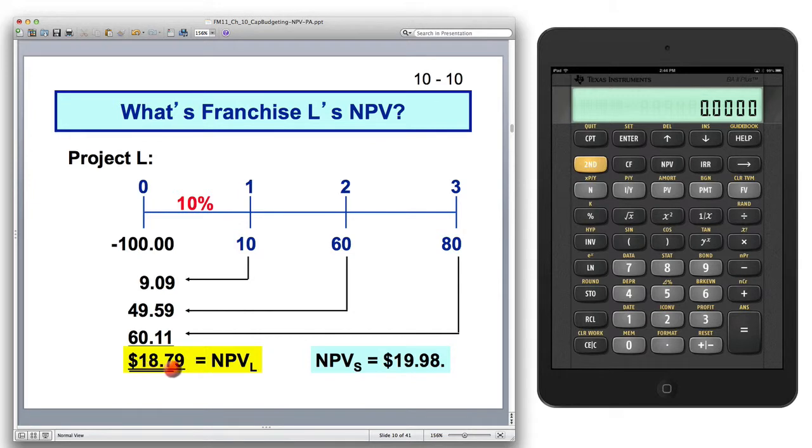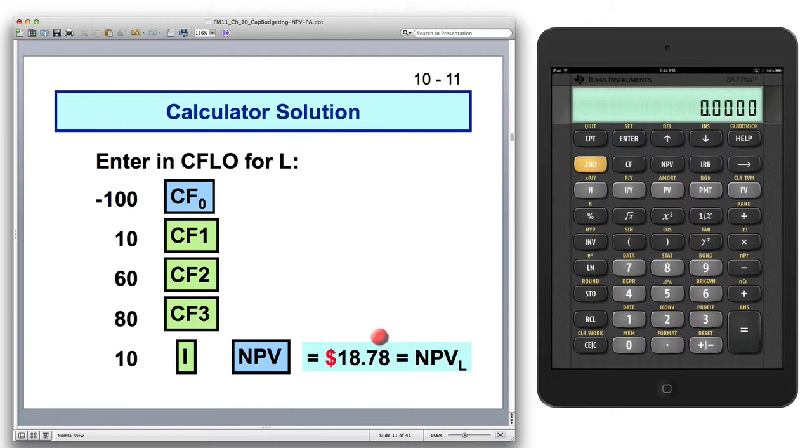That could be 180,000 or 1.8 million. That's just the scale factor. NPVs is not applicable in this example. That is with the different cash flow line. Now to do it on a calculator, we need to enter the values of minus 100, 10, 60, 80, and 10 in the following buttons: CF0, CF1, CF2, CF3, and eventually I in the NPV function. So this is how we go about it.